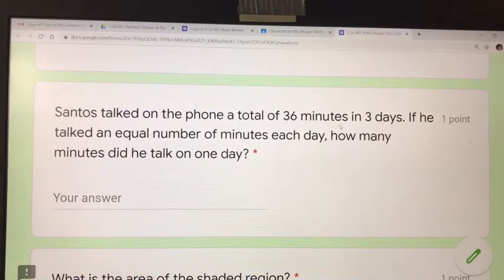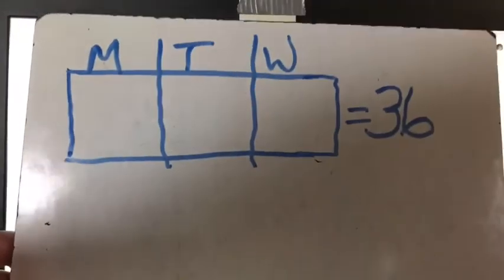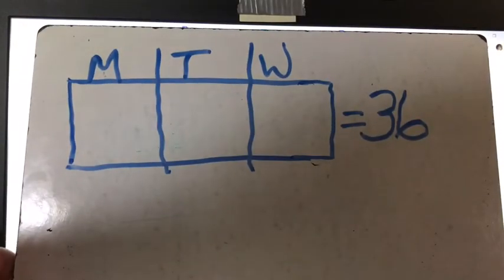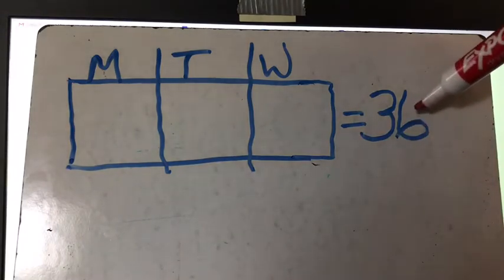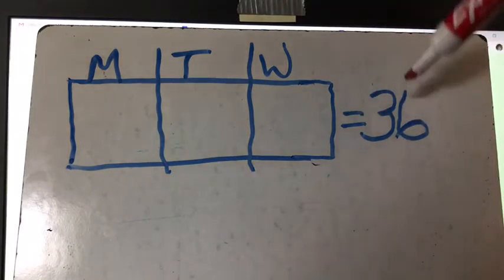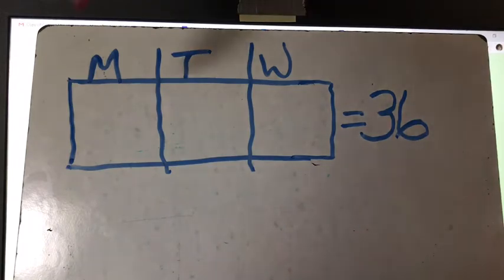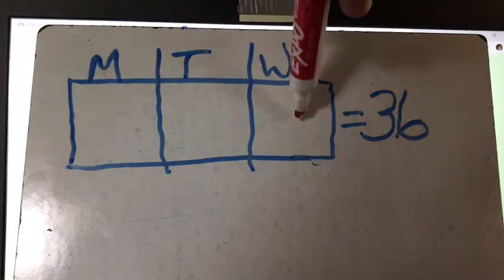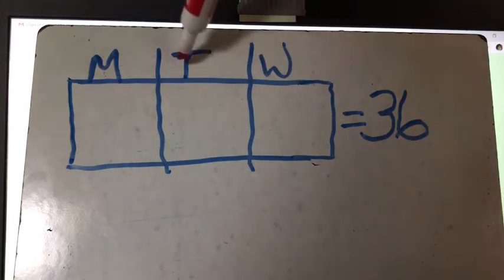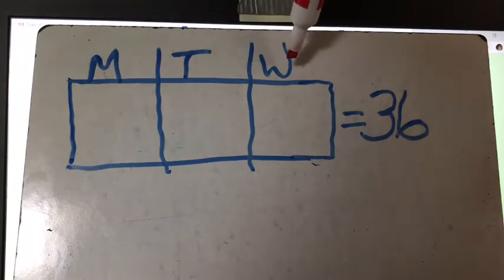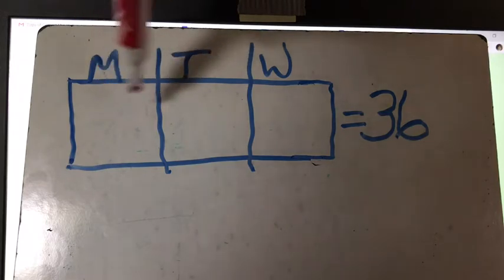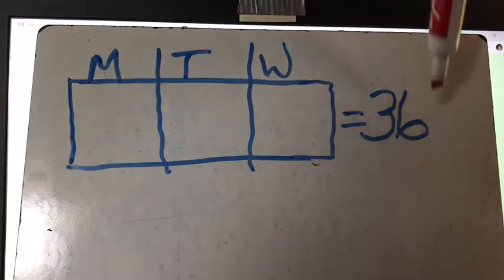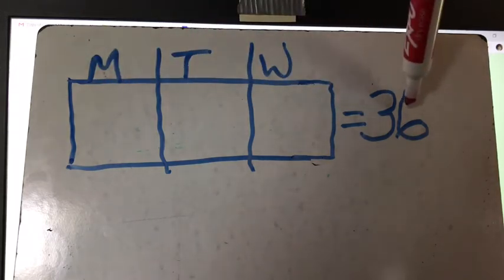So let's look at a little picture. I got a picture in my head, so I drew it down on this board. And I have, it said 36 is the total, so equals 36. The other number was 3, so I have 3 boxes here. And I just picked Monday, Tuesday, Wednesday. It said for 3 days. You can pick any 3 days you want. These all have to be the same. And then when you add them together, they equal 36.